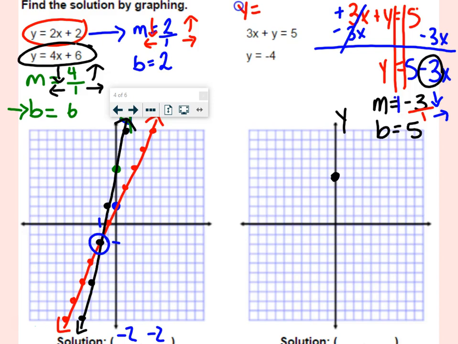Positive 1 means we'll go right. Or we can go up and left. Remember, we can flip-flop. So let's start with down and right. Go down 3, right 1. Down 3, right 1. Continue that pattern. And then we can also go up 3, left 1. Remember, you want as many points on the graph as possible.